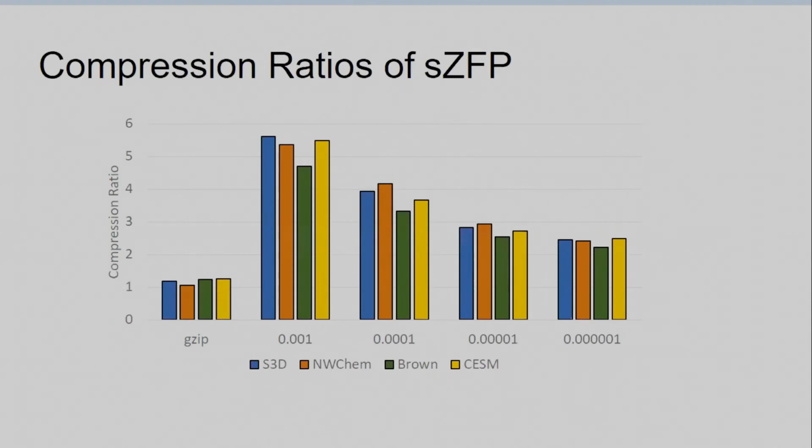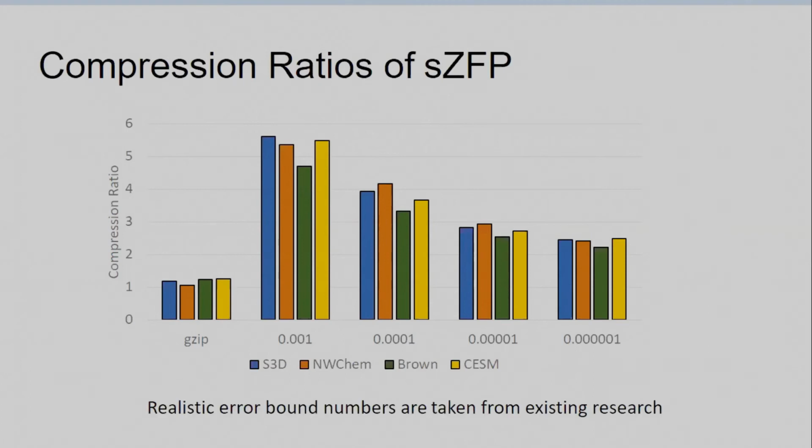This figure shows the compression ratios of SZFP across 4 benchmarks. We also show the compression ratio of GZIP for comparison. Our SZFP shows 4 different configurations with different error bounds. These realistic error bound numbers are taken from existing research. We can see our SZFP can provide up to 5 times higher compression ratio than the GZIP.